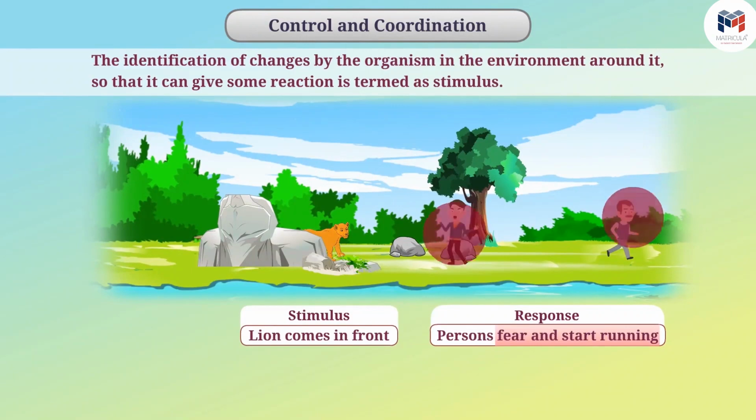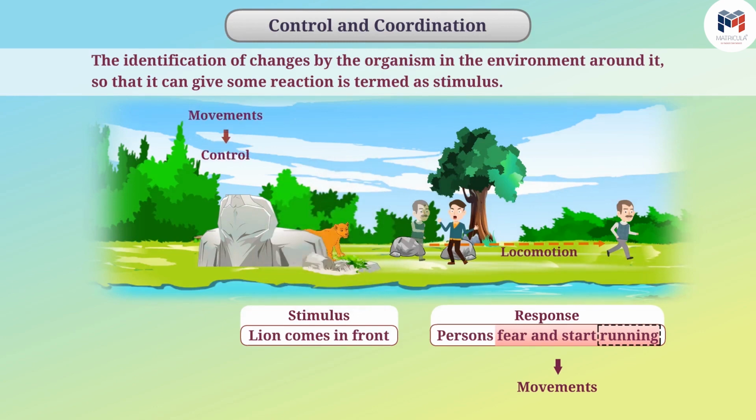In order to give the response, the organism performs various movements. Some movements cause a change in position of the organism. If an organism changes its position during a movement, then such movement is called locomotion. In order to give a response to a stimulus, there is a need for control over the movements. In addition to this, it is also necessary for various organs to work together. We call it coordination. Let's talk about control and coordination in this video.